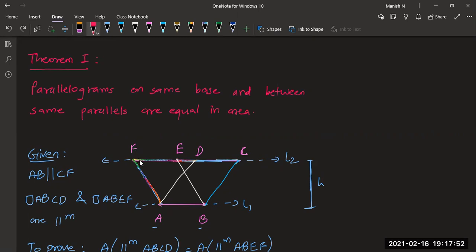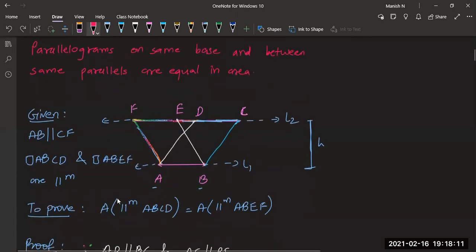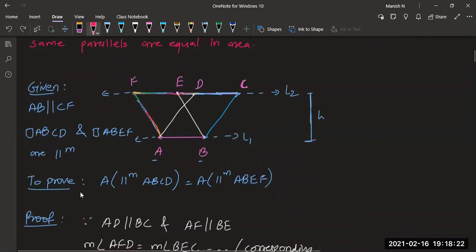If these parallelograms are between the same parallels, it implies that they have the same height. We are also saying they have the same base AB. ABCD and ABEF, AB is used to draw both of these parallelograms. Now what we have to prove is that the areas of both these parallelograms, ABCD and ABEF, are equal.